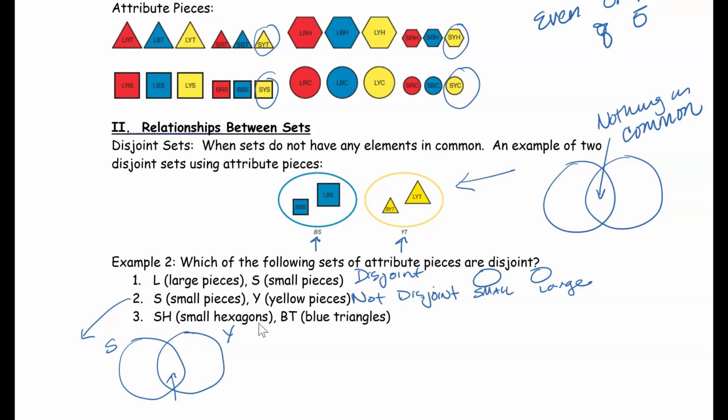The last one, small hexagons and blue triangles. Ask yourself, are there any attribute pieces that are both small hexagons and blue triangles at the same time? And there are not. So that one is also going to be disjoint. Again, disjoint means that they have nothing in common, and we draw the circles separately.